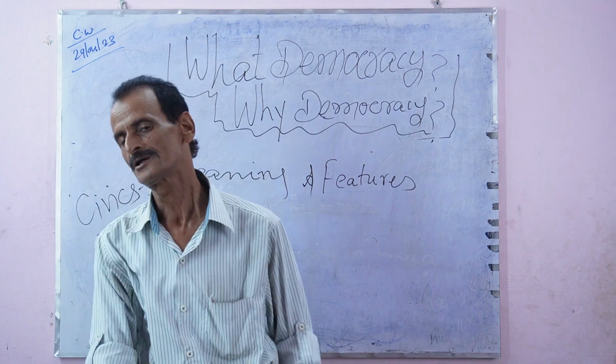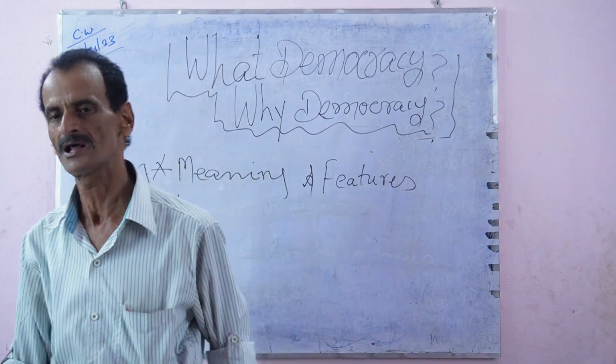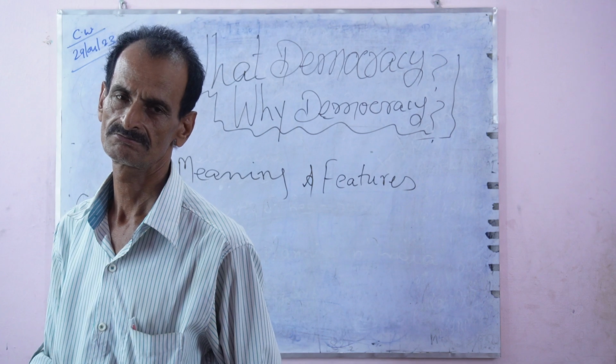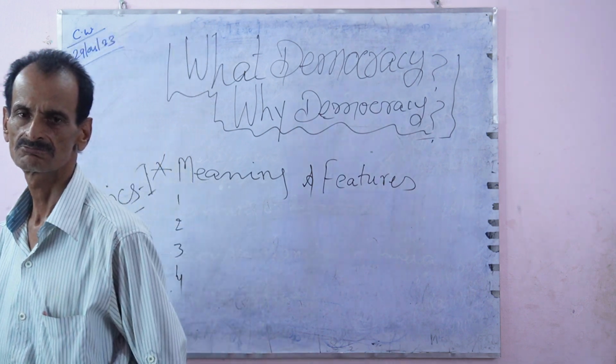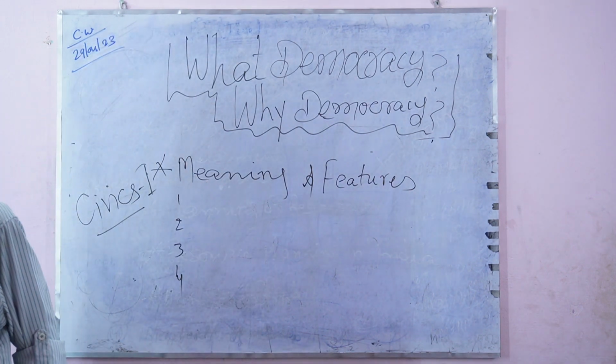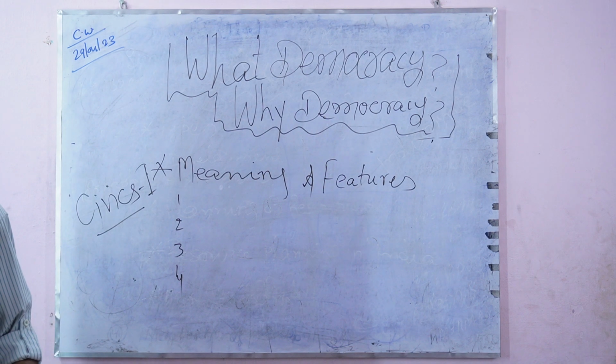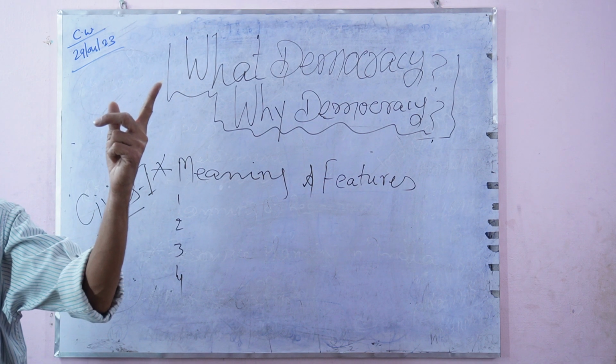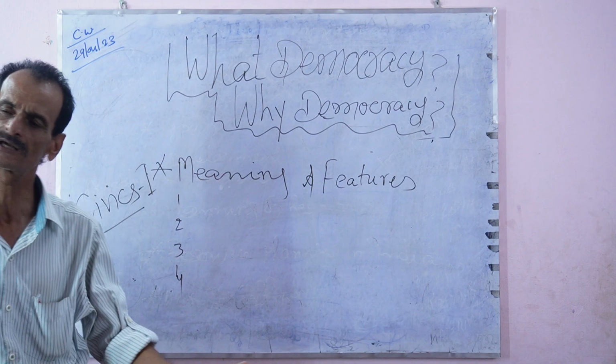So Pakistan, in the time of Parvez Musharraf, can never be called a democracy. It was totally non-democratic at that time. Because he had dismissed the elected government. And then he became the ruler himself.